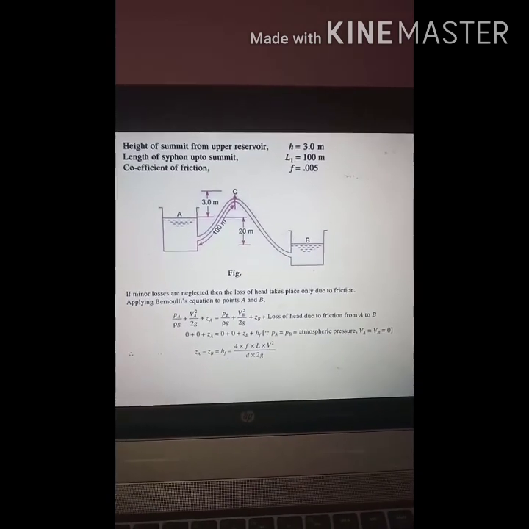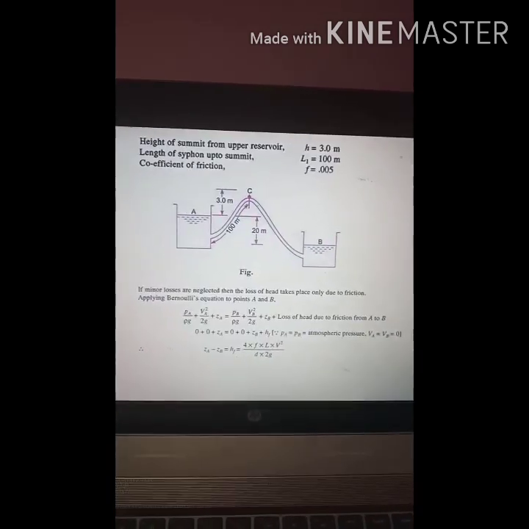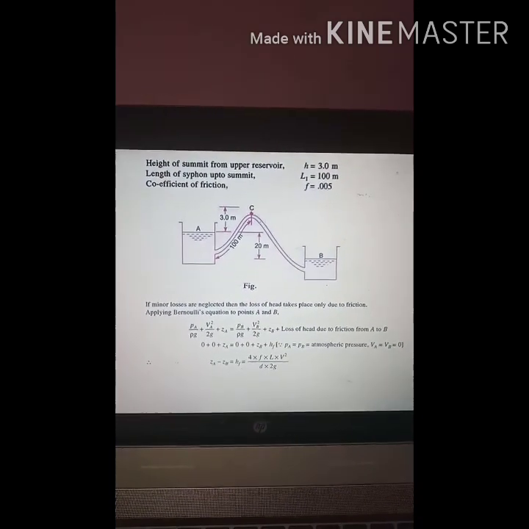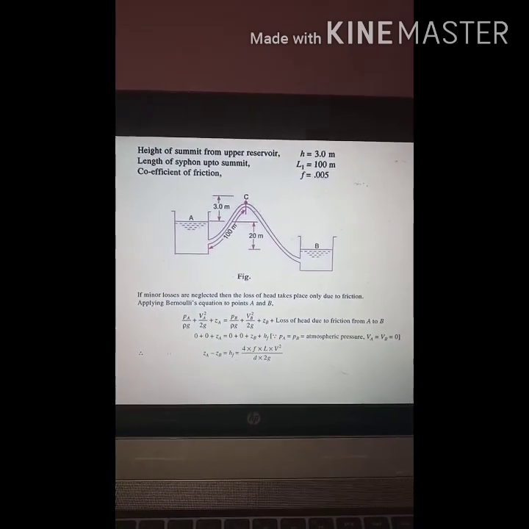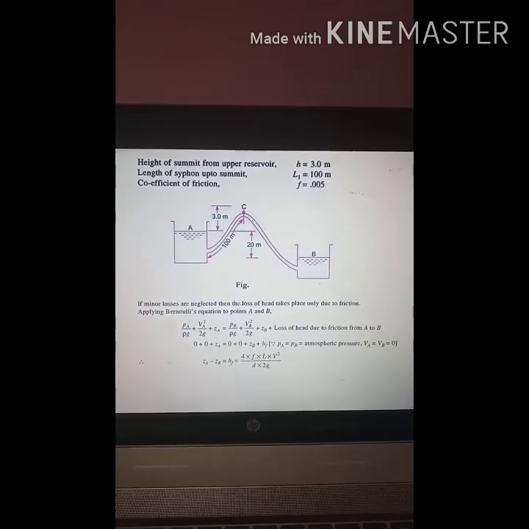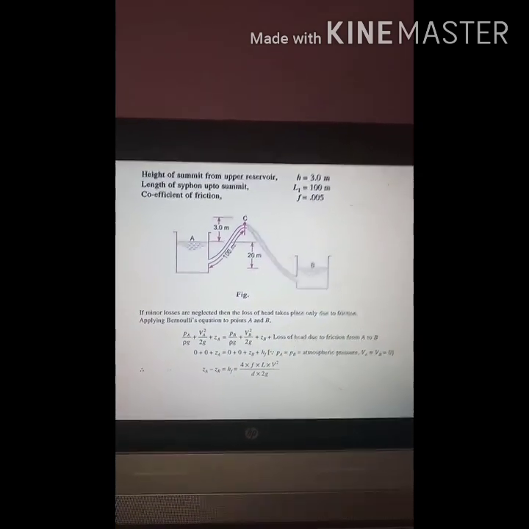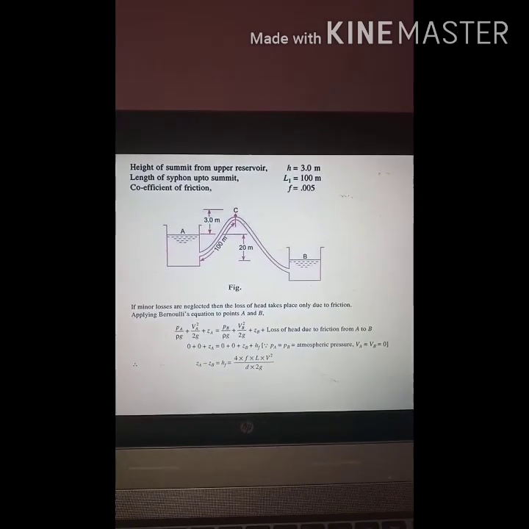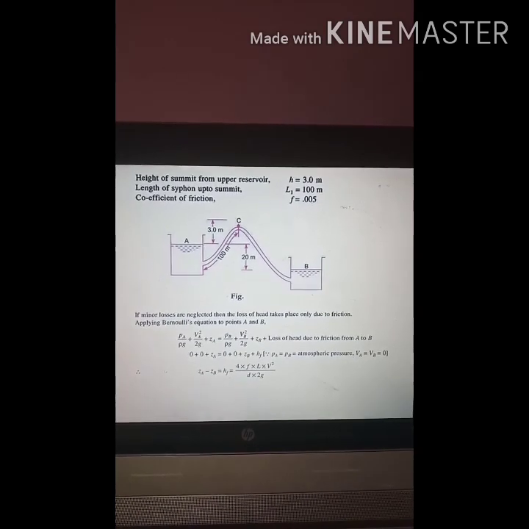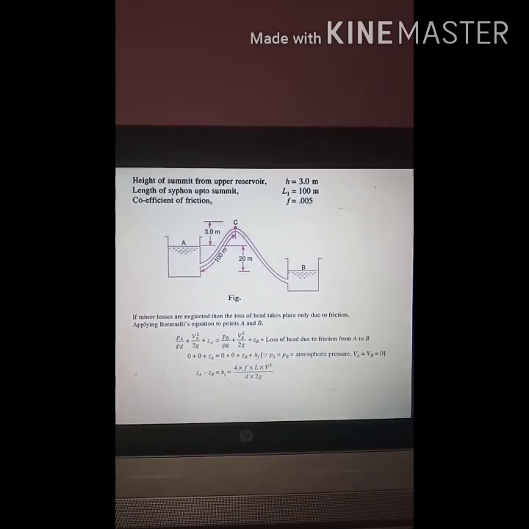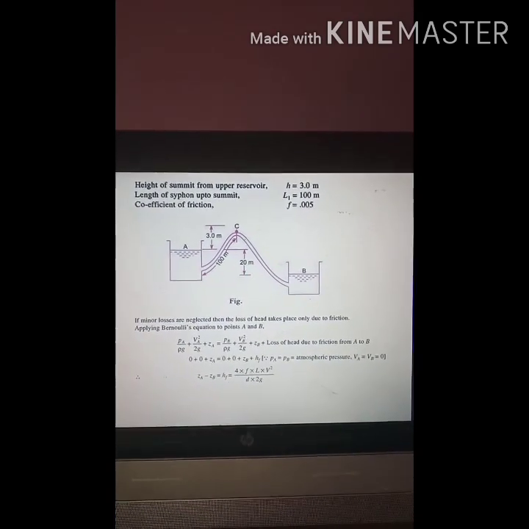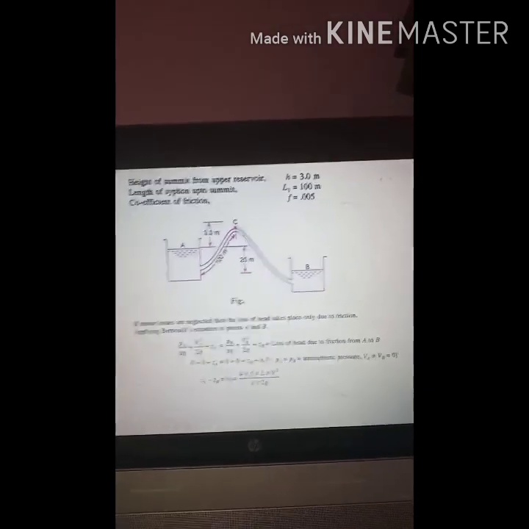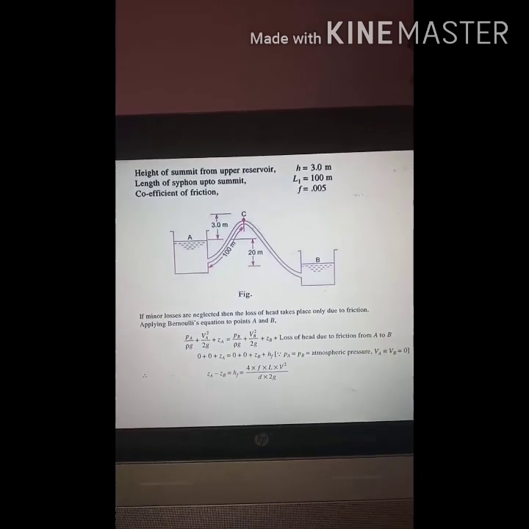Height of summit from the upper reservoir is given as 3 meter. Now we have to check whether this 3 meter will create cavitation or not. That is very important, otherwise you have to reduce that height of 3 meter. For that you have to find the vacuum pressure at point C, and that is our aim. The length of the siphon up to the summit is also given as 100 meter, because that will be required to calculate the friction loss from point A to C. The coefficient of friction is also given, f is equal to 0.005.